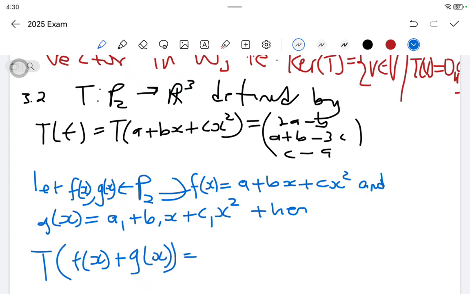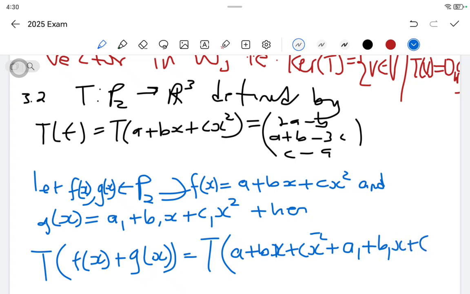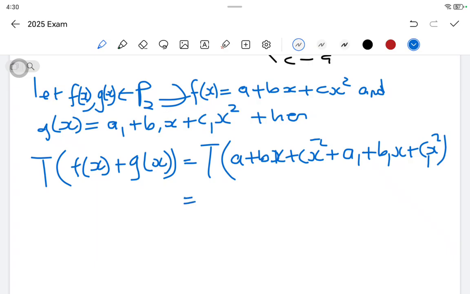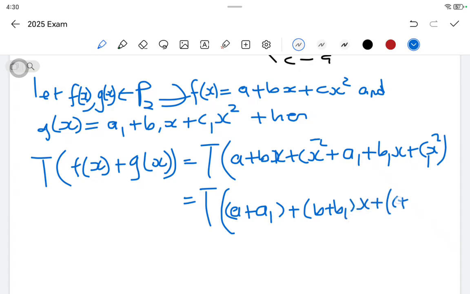So this is equal to, you add them inside, just add them inside. This is a plus bx plus cx squared. You see, you can still add them inside if you don't want to add them outside. And this is going to be equal to a plus a1 plus b plus b1 x plus c plus c1 x squared.